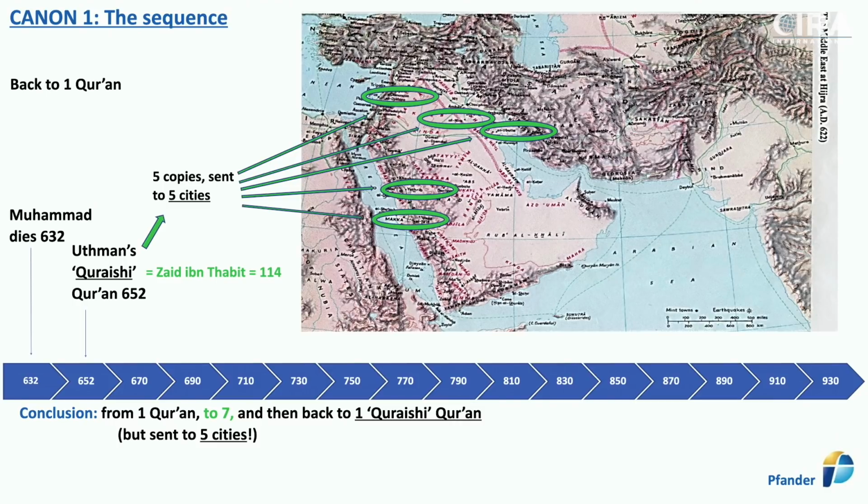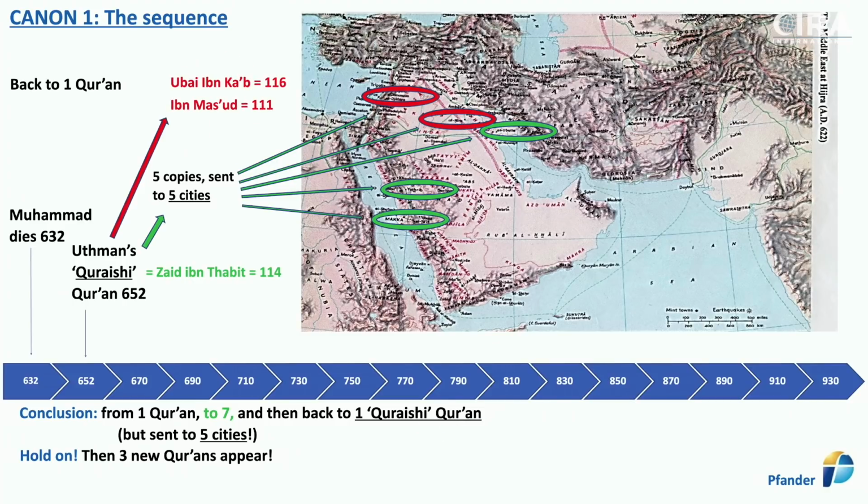However, you have another problem, because then suddenly 3 other Qur'ans start to appear. You have Ubay ibn Ka'b's Qur'an that appears in Damascus. He is one of the companions of the Prophet. So he's even more important than Zayd ibn Thabit. Remember, Zayd ibn Thabit was just a little lad when Ubay ibn Ka'b and Ibn Masud had already written 70 surahs. And by the way, Ibn Masud has 111, some say 112 surahs. Ubay has 116. So these are not 114s. These are completely different Qur'ans, aren't they?